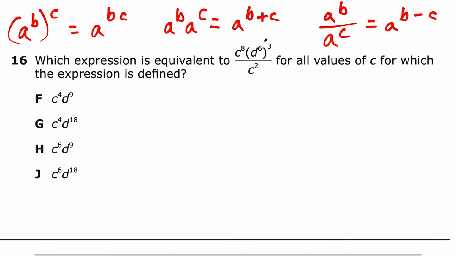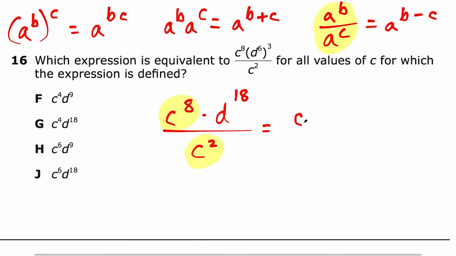So looking at this, the first thing that jumps out at me is we have d to the 6 to the 3rd. So I would use this first rule here. And the first thing I would write is we have c to the 8 times, and if I do d to the 6 to the 3rd, I'm going to multiply 6 times 3, and that's going to give me 18. And then we're dividing by, we have c to the 2nd. So now I'm focusing on c to the 8 divided by c to the 2nd, and that's making me think of this rule here. So if I want to simplify this, I'm going to do c to the 8 minus 2, and then the d to the 18 just tags along. And now this is going to simplify to c to the 6, because we're doing 8 minus 2, and then we have d to the 18th power. So scan the answer choices. This is going to match up with choice J.